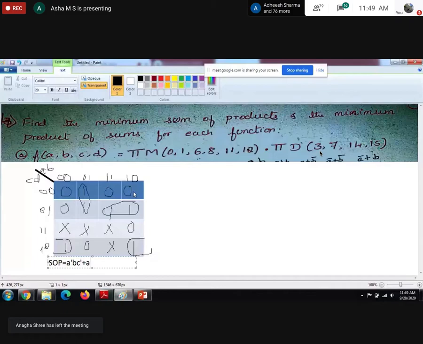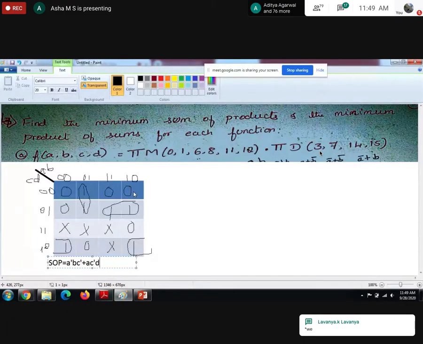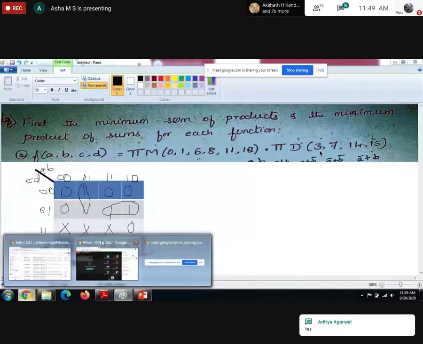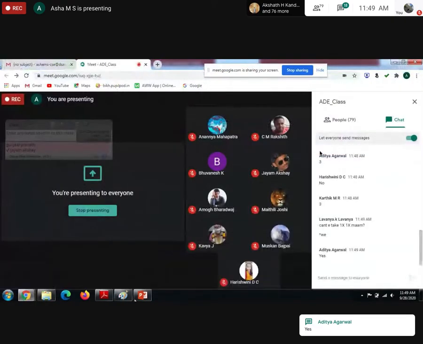So here you will be getting C bar D, plus the last one, A terms will get cancelled. 0 and 1 will get cancelled. I am left with term B. So B is 0, so B dash, C D dash. Everybody got the same? Is the answer the same for everyone? Yes. Fine.